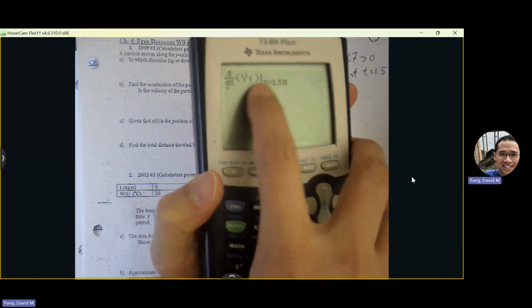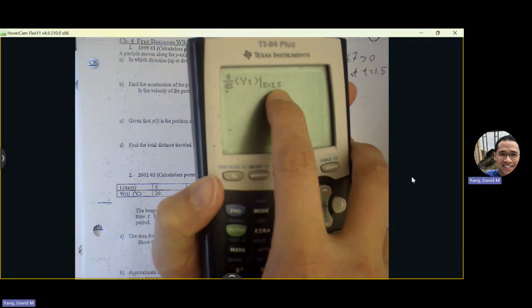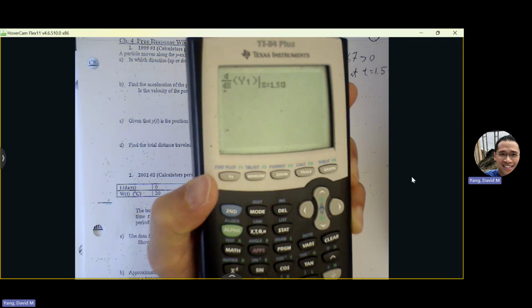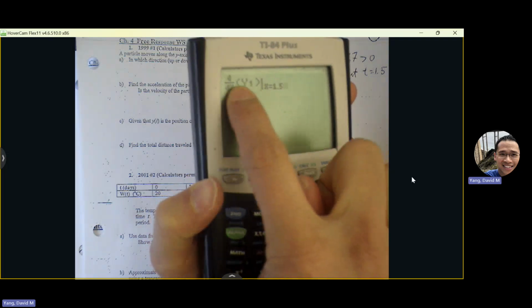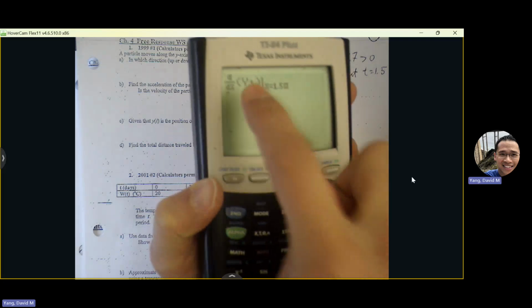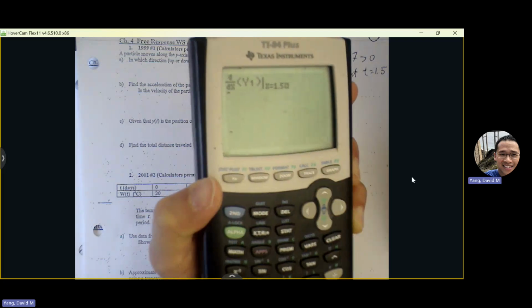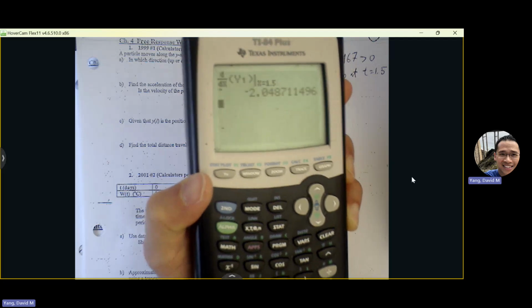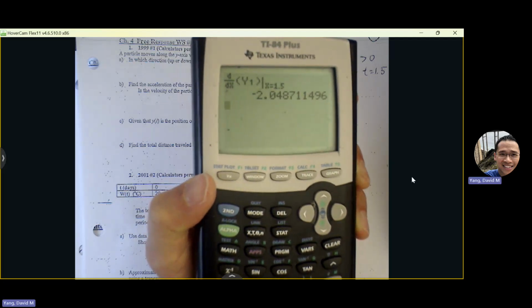This is finding the derivative of this function and plugging in and finding the slope, or finding the value of the derivative. So I'm plugging in the velocity, asking to find the derivative of that, which is acceleration, and it's going to plug that 1.5 into the acceleration. So it's doing a lot of things for us. So this is your acceleration value.